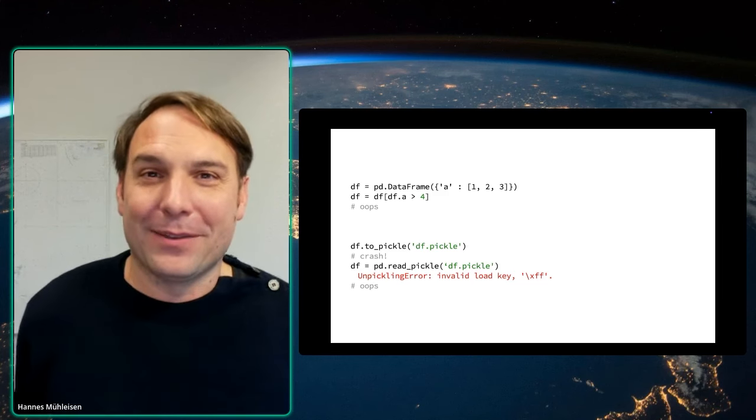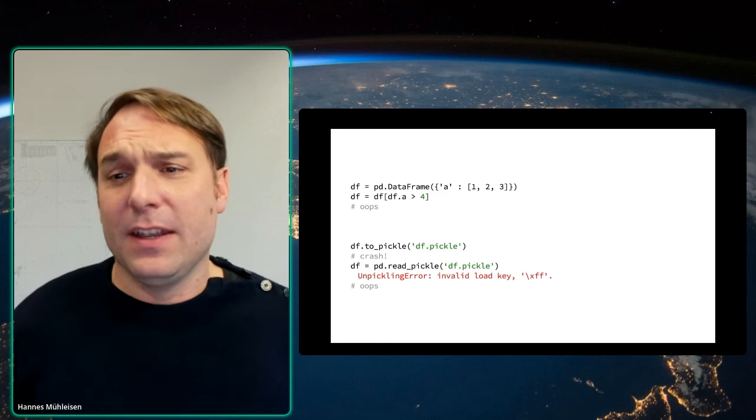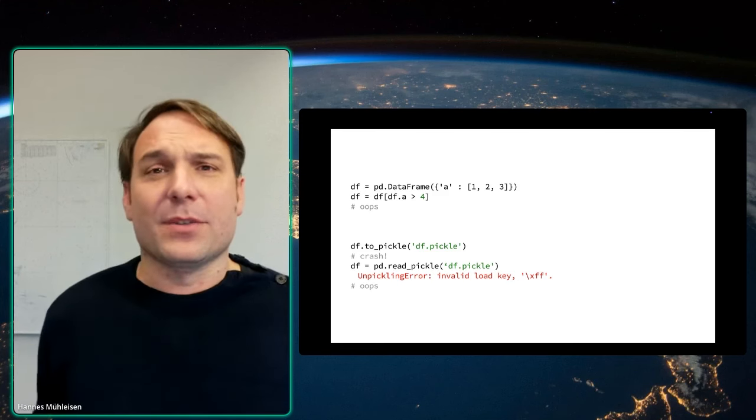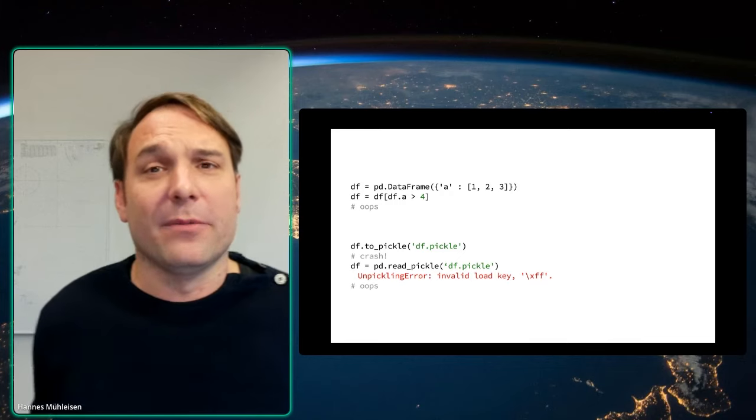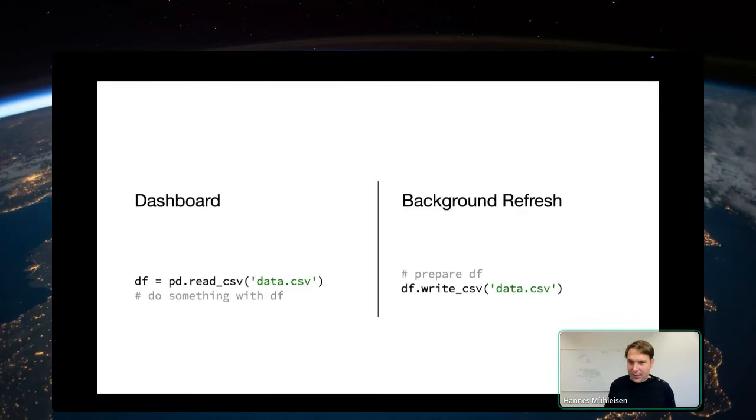But imagine now your Python process crashes, and now we're trying to read this thing again from disk, and it will just yell at us that there is some sort of problem with unpickling this because we ended up writing a partial file to disk. That's not great. Here's another example.